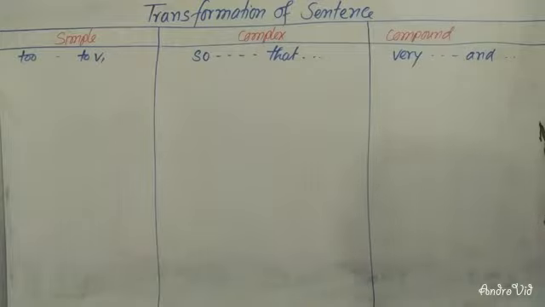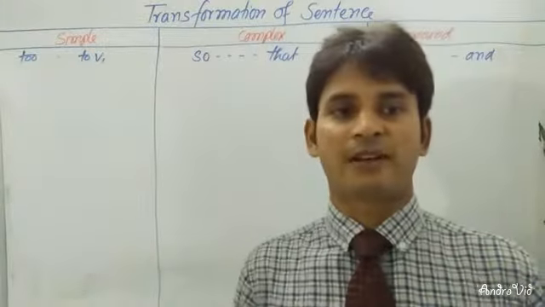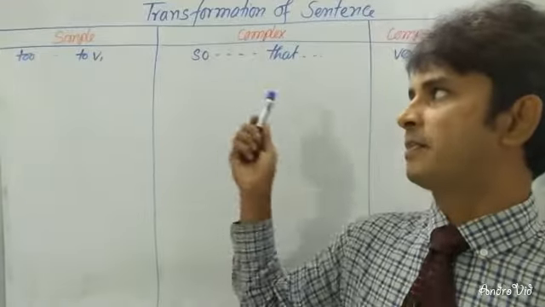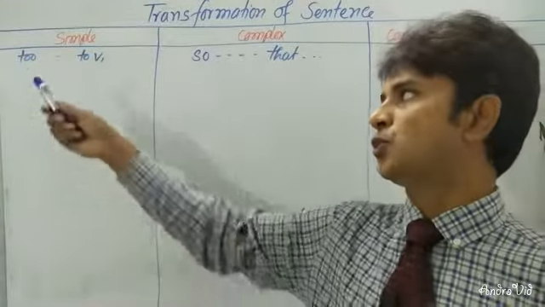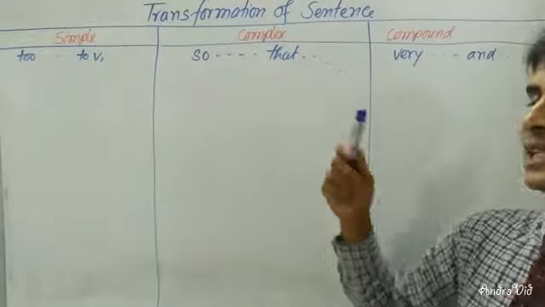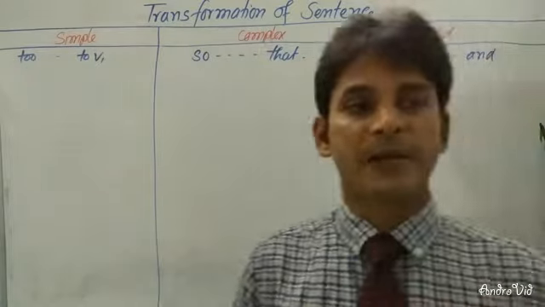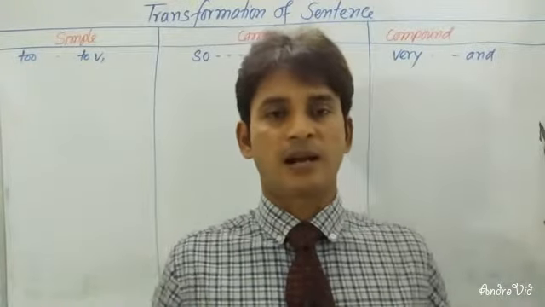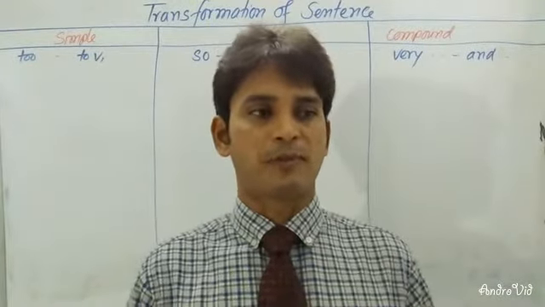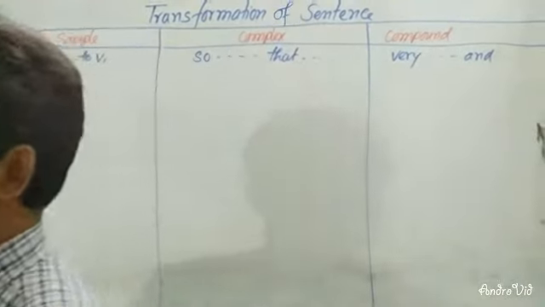Dear learners, on the board you can see that I have given you a structure of simple, complex and compound. If you have "too" in a simple sentence, you will have to use "so that" in complex. And at the time of writing the compound, you will have to use "very" and "and". I am going to give you an example to make you understand the rules now. So you follow me and you try to practice it.